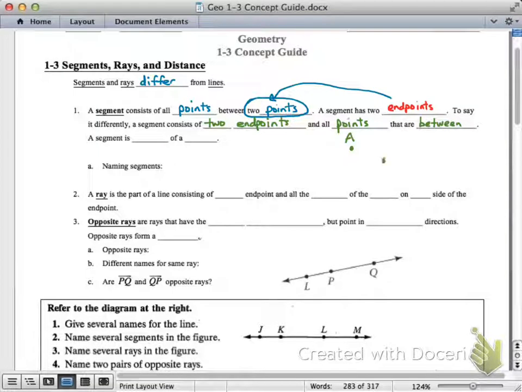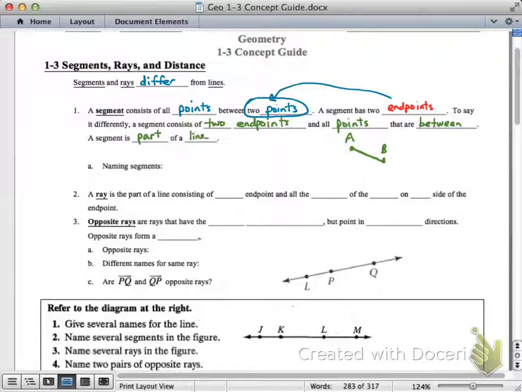If this is point A and this is point B, all of the points in between, there's an infinite number of them, but if we connected them all, we would end up with, well, a segment. Something that starts here at A and ends here at B, or starts here at B and ends here at A. It doesn't go past A, it doesn't go past B. It's a segment. That's why we say a segment consists of all the points between 2 points. Hopefully that clears that up a little bit.